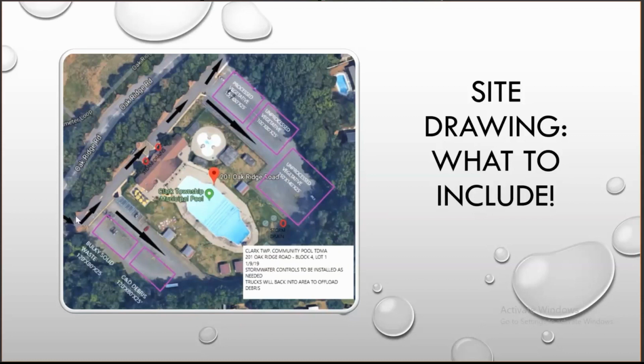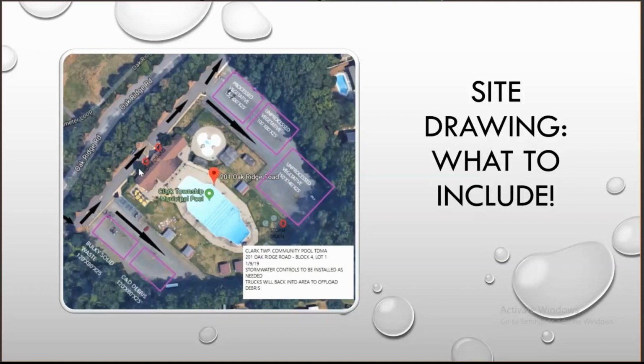So you want to include the traffic flow through the TDMA area. That's depicted by the black arrows here. And if you look down in this little narrative part, there's also a note that says trucks will back into the area to offload debris, and that's perfectly acceptable.